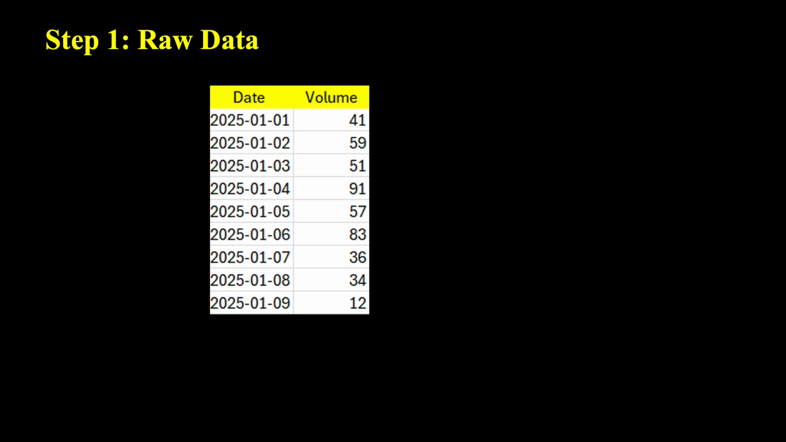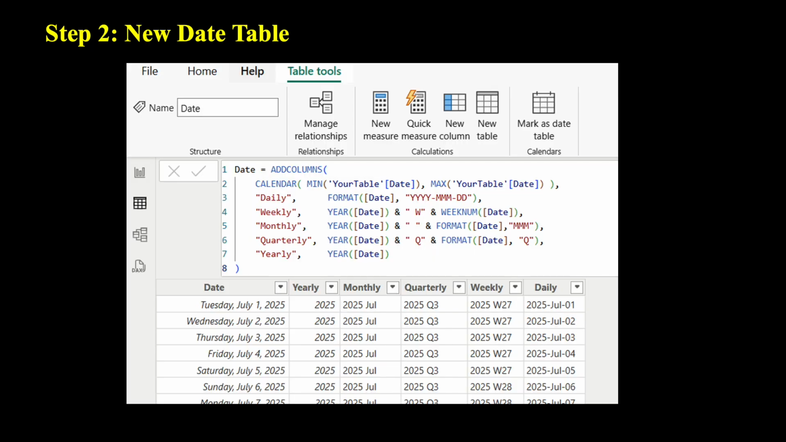Step one, here's how the raw data looks. We have the date and volume column. And then step two, let's create a new table.